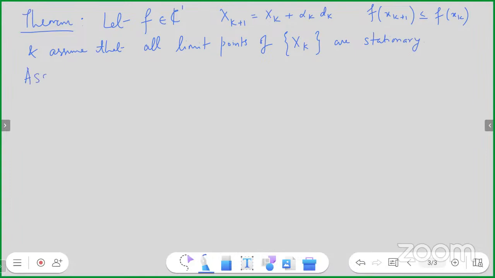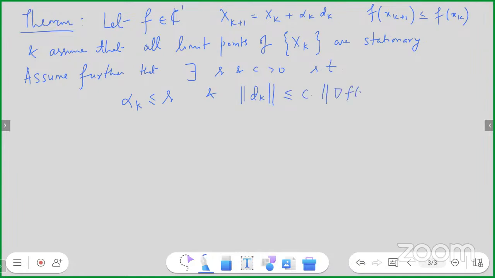Moreover, assume further that there exist two constants s and c greater than 0, such that alpha k is always smaller than s, and the norm of d k is bounded like this, c times the norm of the gradient of f of x.